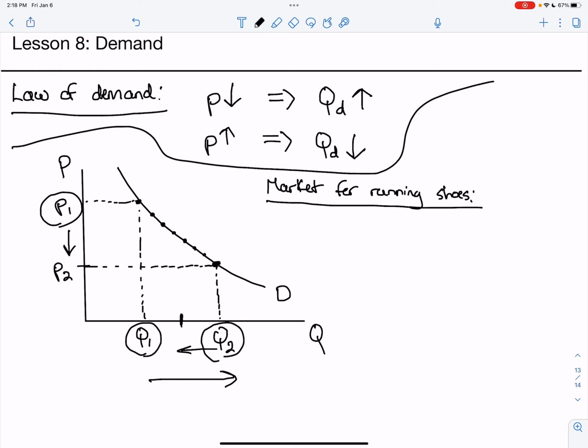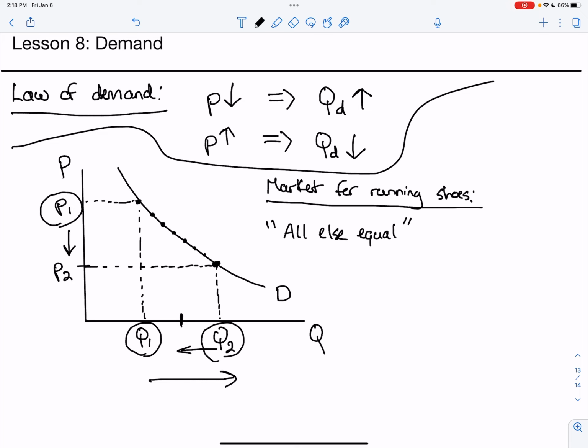Now, it's important to flag that this demand curve exists in theory holding all else equal. There are many things that might cause the entire demand curve to actually shift. We're going to get to that in a second. What the demand curve is saying is, all else equal, if price changes by so much, how much will quantity change by, etc.